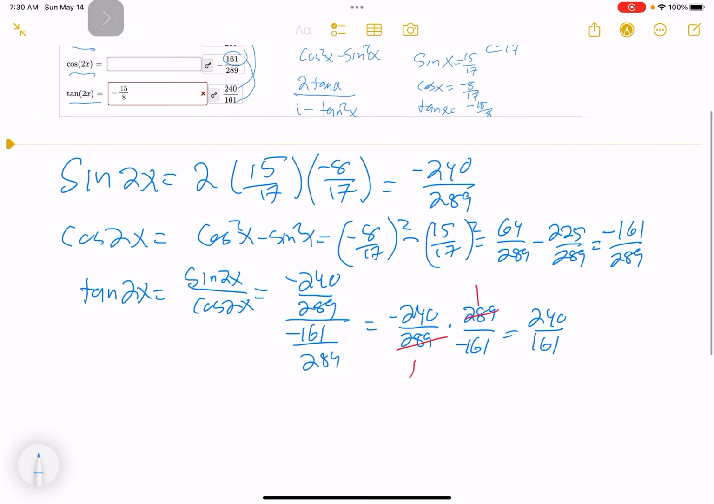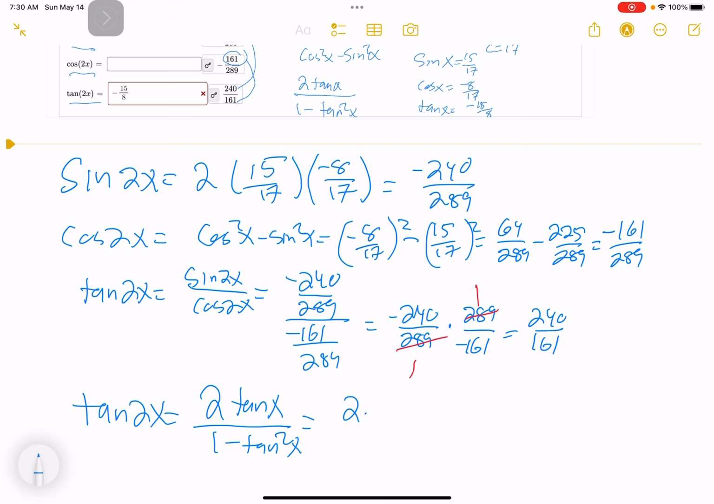So the negatives will also cancel, so it's 240 over 161 is what we have there. Now, if you didn't like doing that, you could say, okay, well, tangent of 2x is going to be 2 tangent x over 1 minus tangent squared x. Okay, so that's going to be 2 times, so we said tangent was negative 15 over 8. Yeah, 2 tangent x, because think of it as tangent u plus tangent u, like the tangent of the sum of two angles. 1 minus negative 15 over 8 squared.